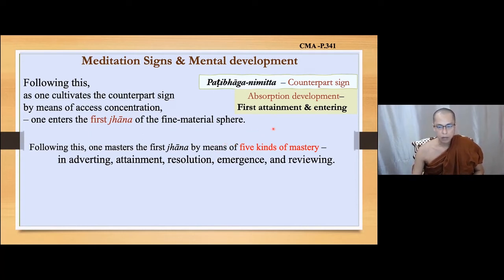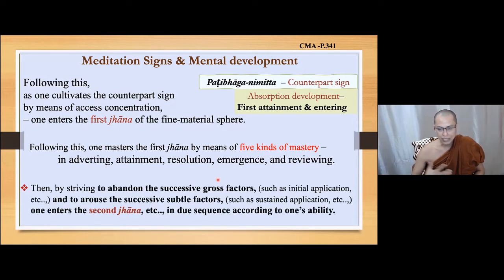Then after the attainment of first jhana, he needs to make himself master by way of mastery. After being master of the first jhana, he can continue to the attainment of the second jhana. To attain the second jhana, the important thing is to abandon. He needs to strive to abandon the successive gross fetter, the vitakka, etc., the initial application, etc.